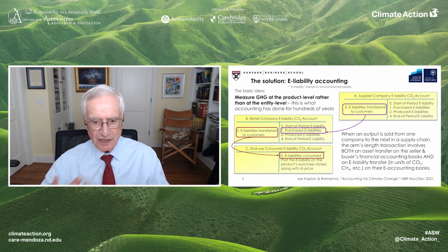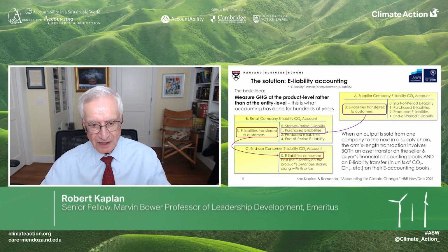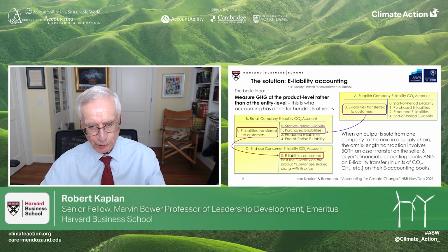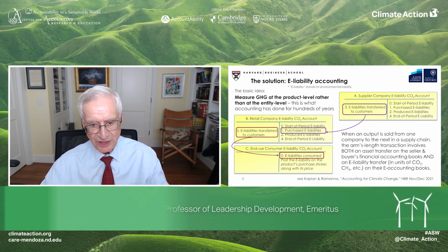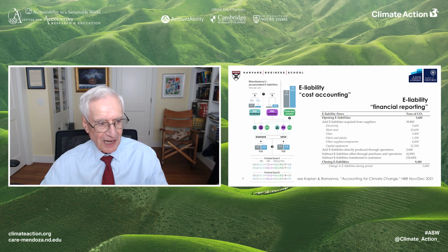And in the same way that inventory costs move up a supply chain, we'll have these accumulated emissions moving from original sources, extracting minerals out of the ground, all the way to the end use consumer. And so it's a combination of inventory accounting, as we said, but cost accounting within the company.